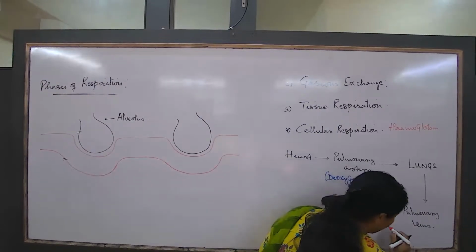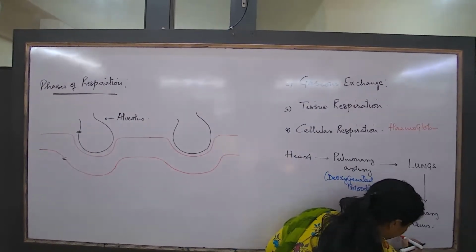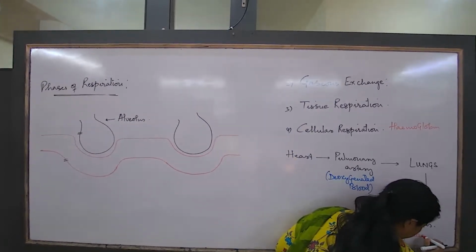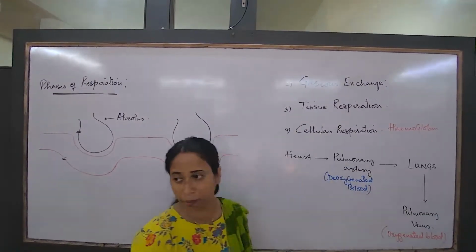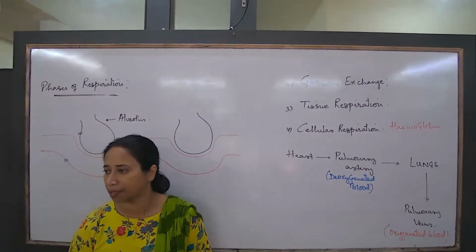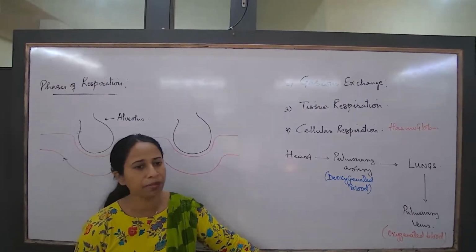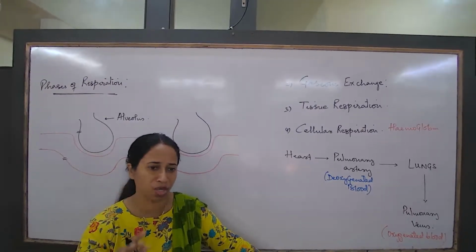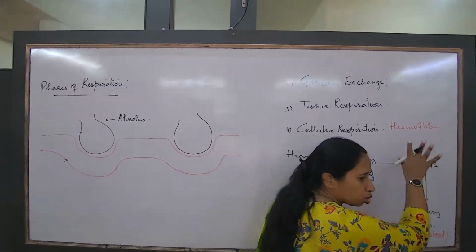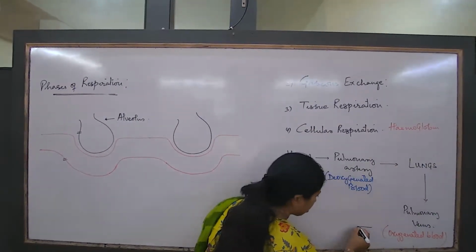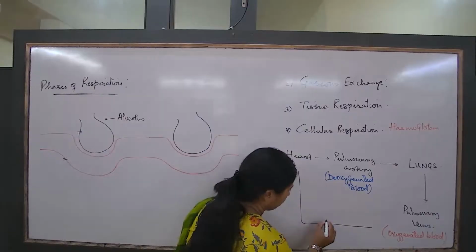What is the type of the blood? The type of the blood here is oxygenated. What is the meaning? Oxygenated blood means the blood is comparatively purer. Purer means a higher amount of oxygen and less carbon dioxide, because gaseous exchange has already happened in the lungs. And then this blood will again go back to the heart.